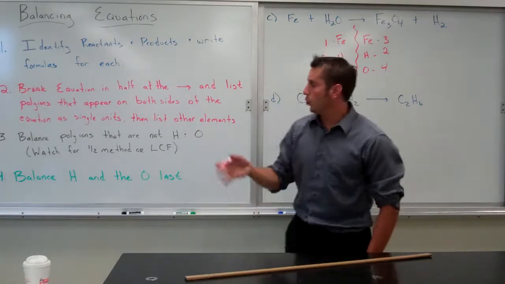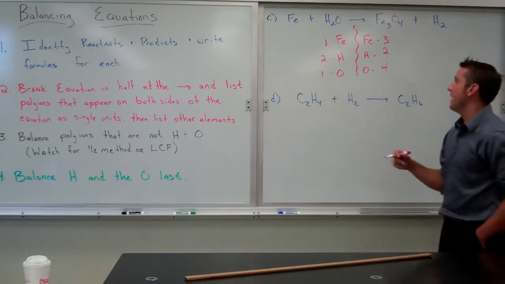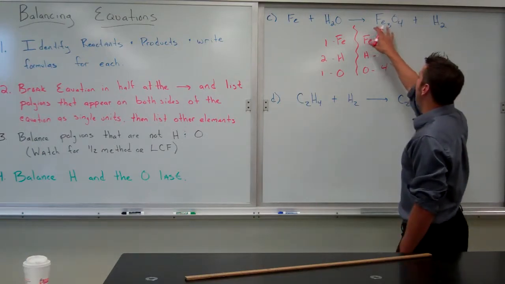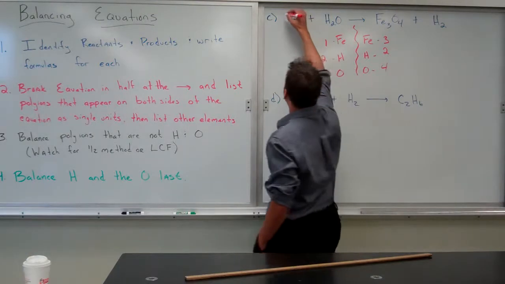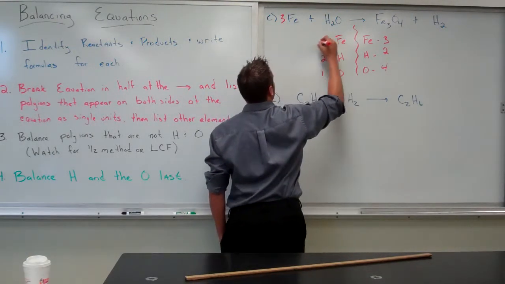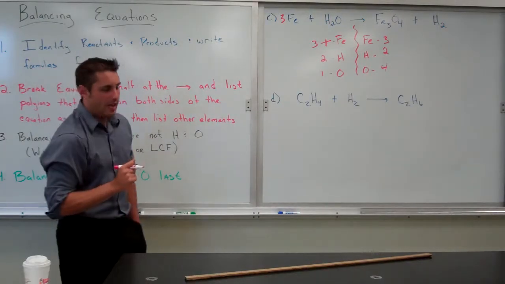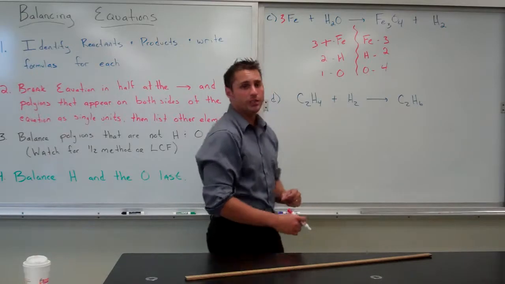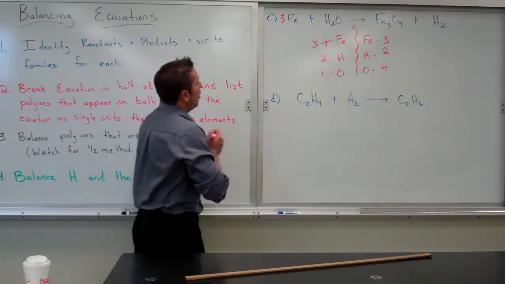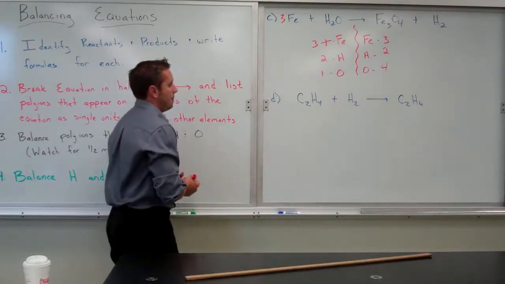So according to our rules, I balance H and O last, so I have to start with Fe. I have three Fe's on the right. How can I get there to be three Fe's on the left? I put a coefficient of 3 right there. Now I move on to H and O. H, I have 2 on the left and 2 on the right, so we are good. And lastly, O, 1 on the left, 4 on the right, I'm not good.